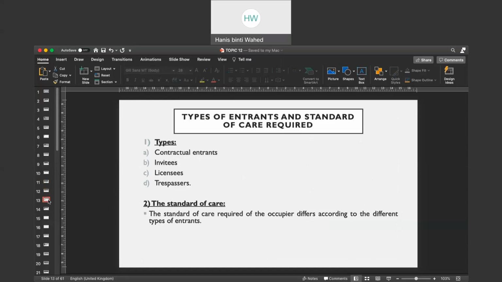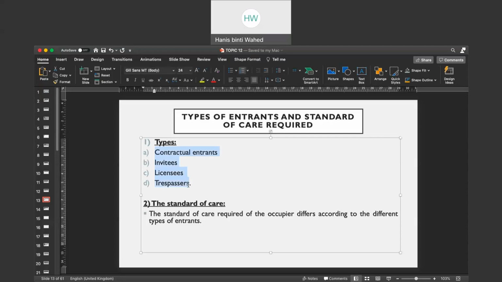Now, the important part. This is the important part of the discussion, which is about the four categories of entrants. We will look at who the entrants are, who we can consider as entrants, and after discussing who the entrants are, we need to know the categories of entrants. Why? Because we need to know the standard of care required of them. So you need to know that the occupier owes a duty of care to four categories of entrants. These are some of the categories.